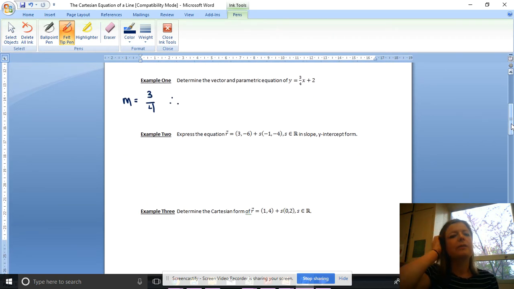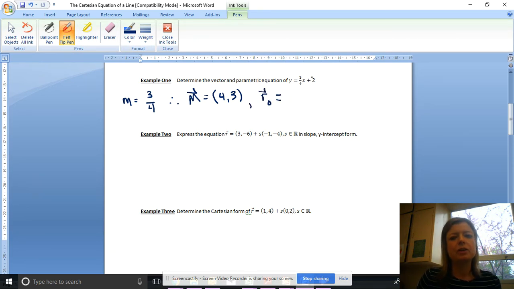For example, determine the vector and parametric equations of this equation. The slope here is 3 over 4. So the direction vector, remember this is rise over run, would be (4, 3). Run is the x value, rise is the y value. Then we can use our known point for the vector equation. We can use the y-intercept as that point. So the vector equation would be (0, 2) + t(4, 3), where t is in the set of all real numbers.